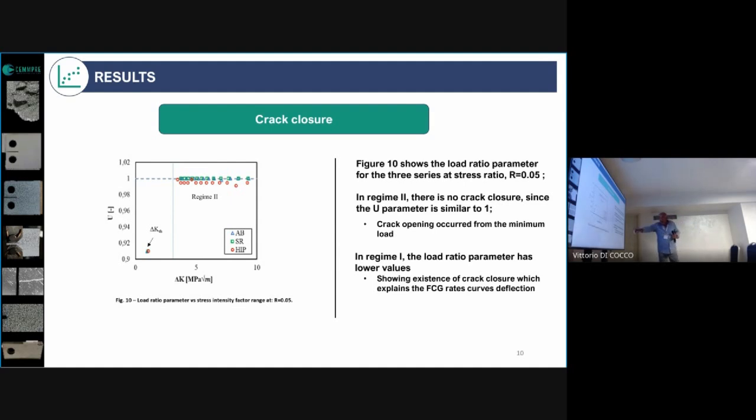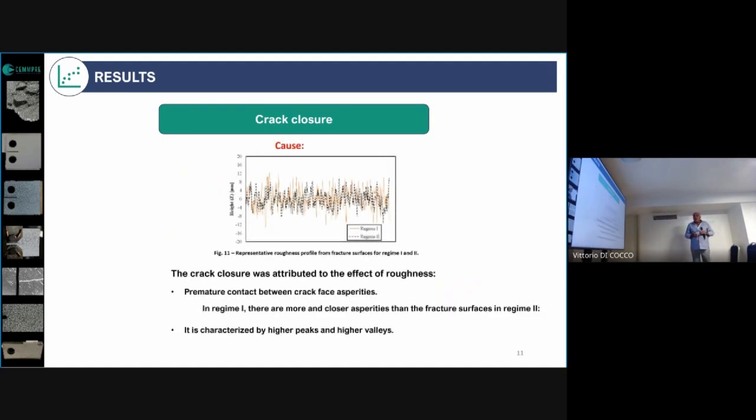In regime 1, it has lower values, of course, showing the existence of crack closure, and this also explains the crack deflection of the J.D.M curves. What is the cause of this? We think that it is due to the roughness effect, which is more important, of course, in the threshold zone.